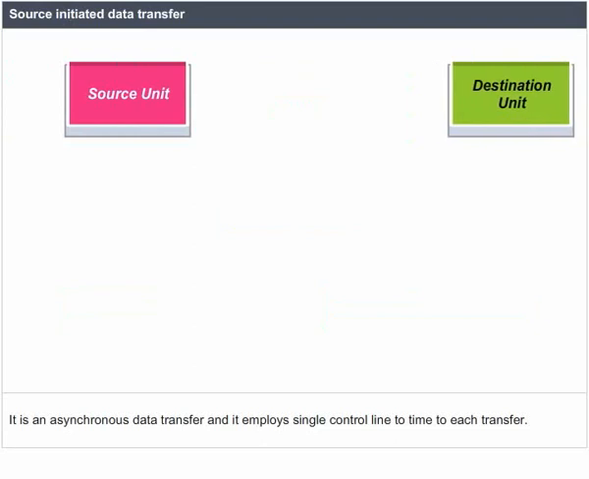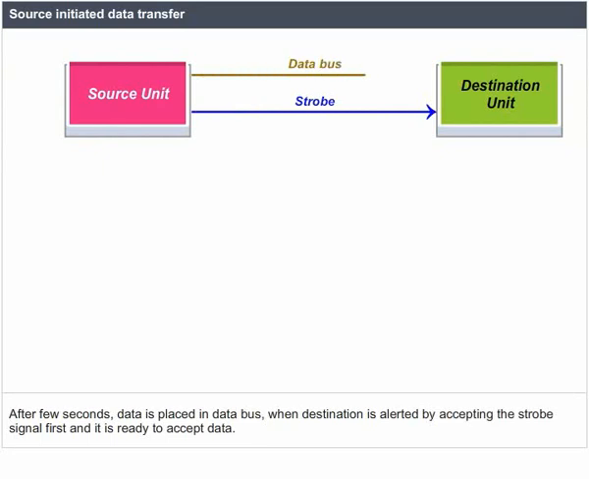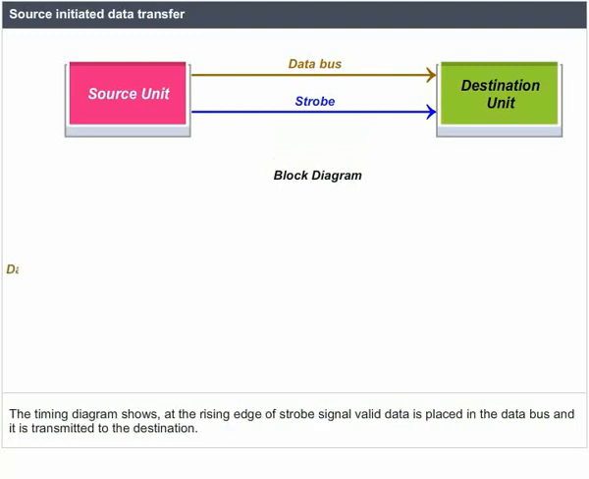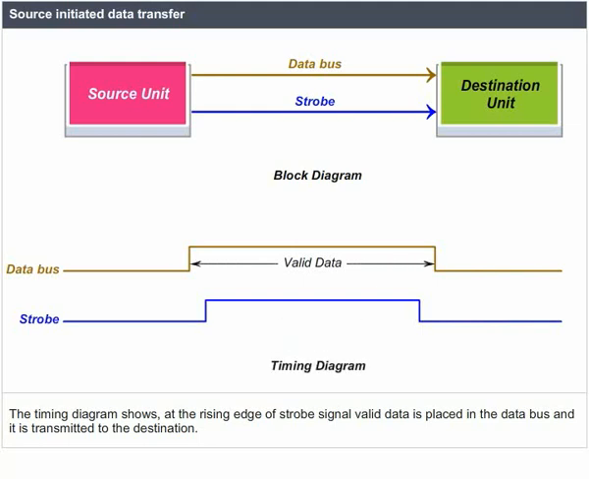Source-initiated data transfer. It is an asynchronous data transfer and it employs a single control line to time each transfer. The source unit enables the destination unit by sending a strobe signal. After a short delay, data is placed on the data bus. The destination is alerted by accepting the strobe signal first and is ready to accept data. The timing diagram shows that at the rising edge of the strobe signal, valid data is placed on the data bus and it is transmitted to the destination.